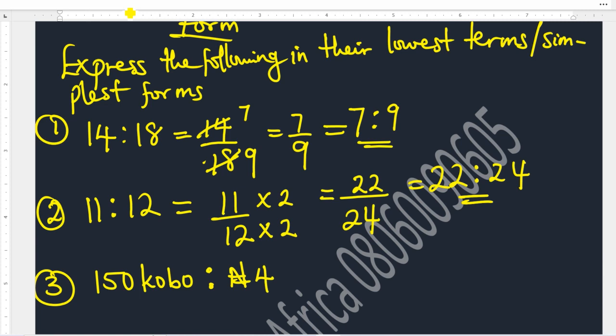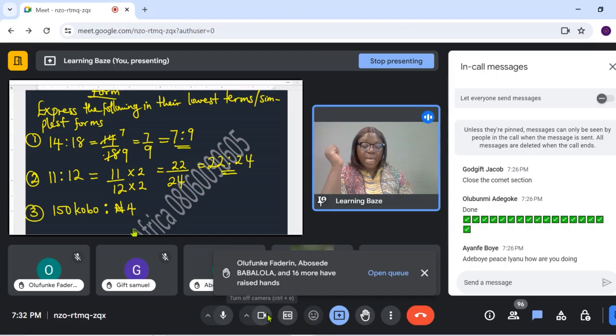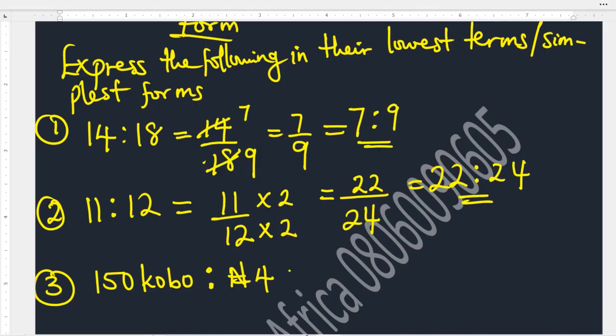So what is the ratio 150 kobo is to 4 naira? Ratio 150 kobo is to 4 naira. So let's do it together. We're going to write it as a fraction. So that will be 150 kobo divided by 4 naira.